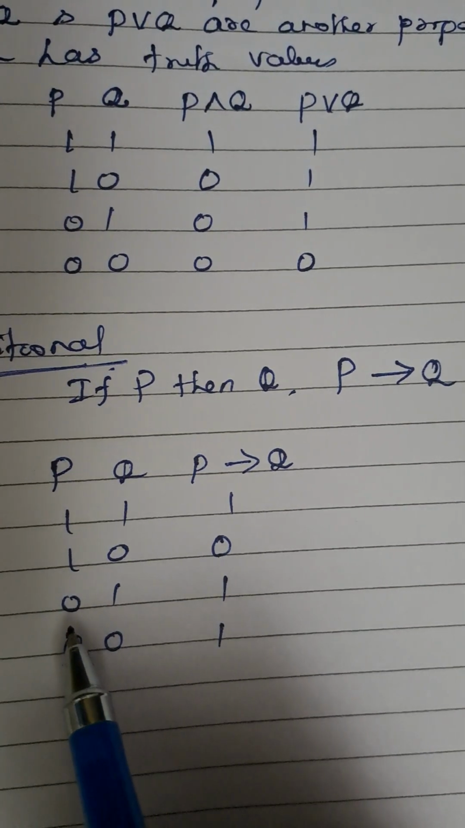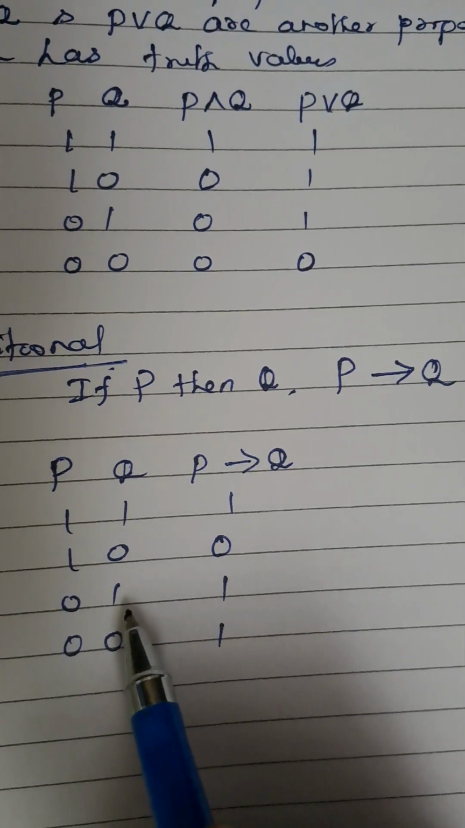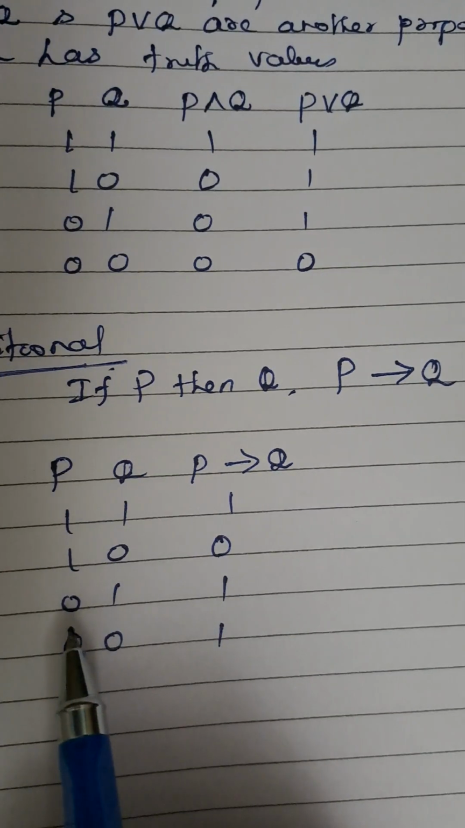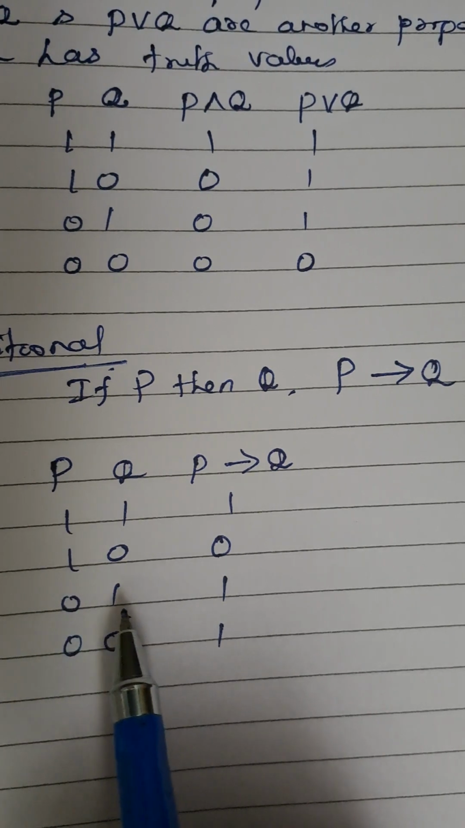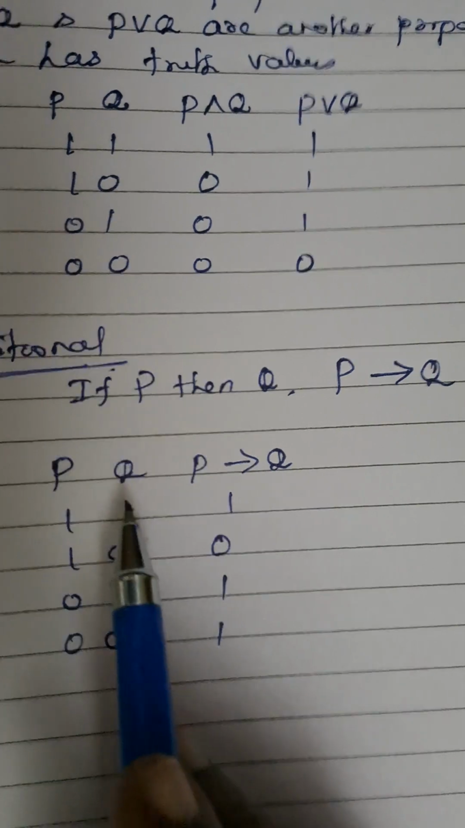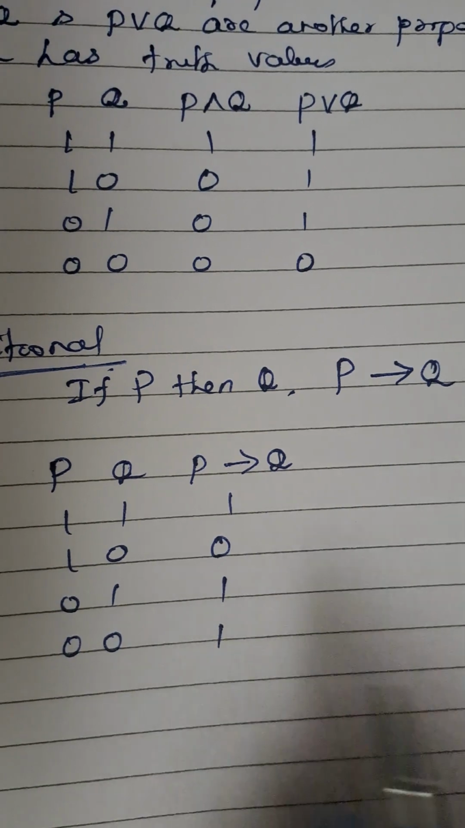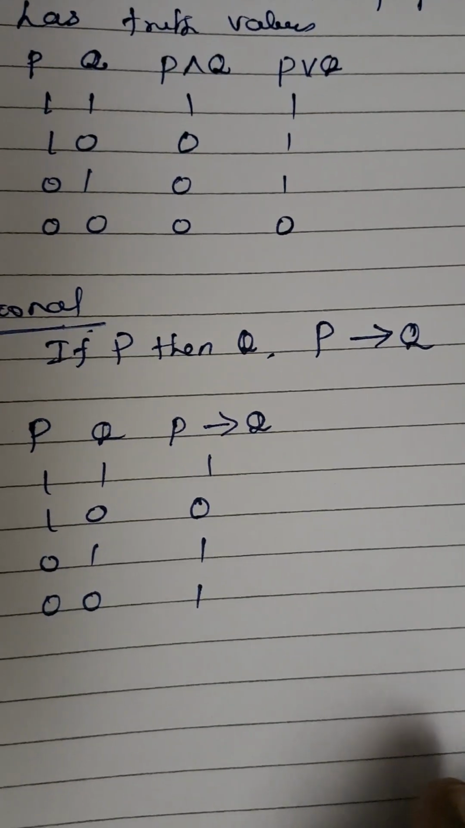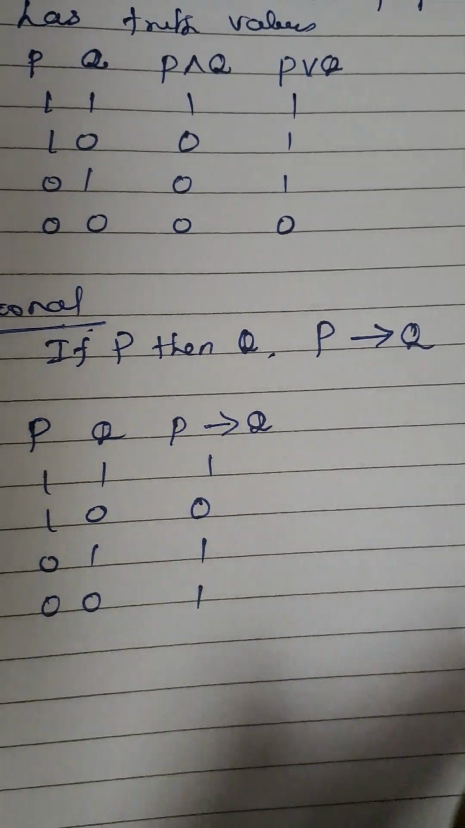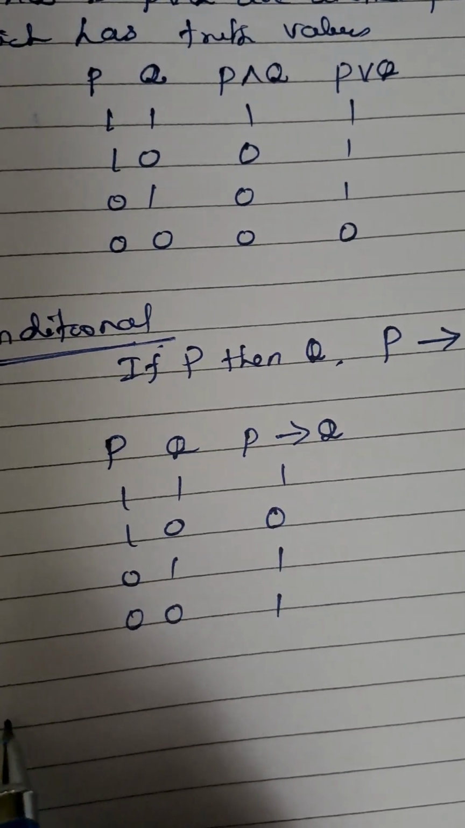If P does not happen, either Q happens or not, we need not bother, because if P does not happen, we need not check about Q. So if P does not happen and Q happens, that is true. If both do not happen, then also it is true. I'll give some examples later after completing all the propositions. And one more conditional statement is the biconditional.